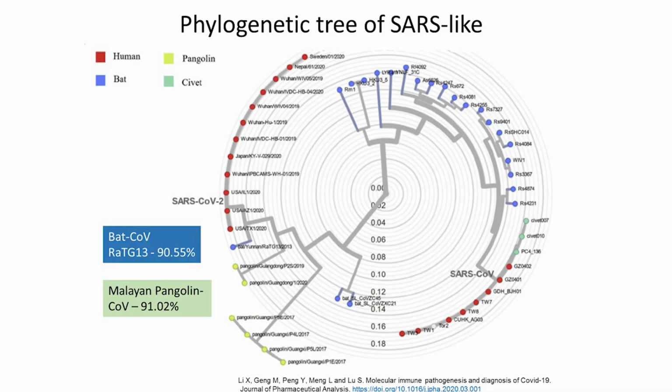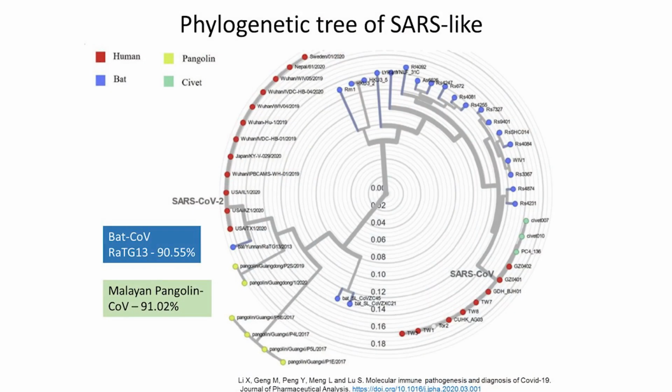Now, what we see here is the phylogenetic tree of SARS-like origin. And what we see here is the bat, and the RaTG13 is about 90.56% the same. And if I look at the Malayan pangolin, 91.02% of the coronavirus that was found in them is similar to what we are finding in SARS-CoV-2 in COVID-19 infection. So this gives the impression that this is where it actually started, and that the Malayan pangolin is the animal that is the intermediate host.